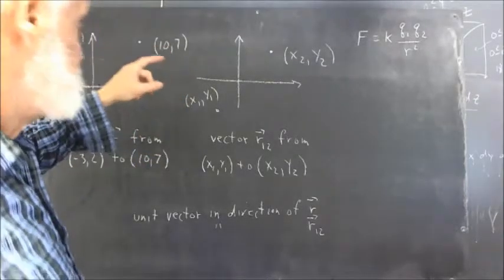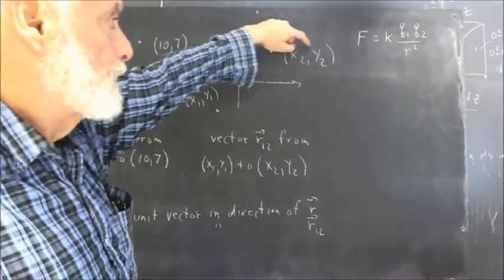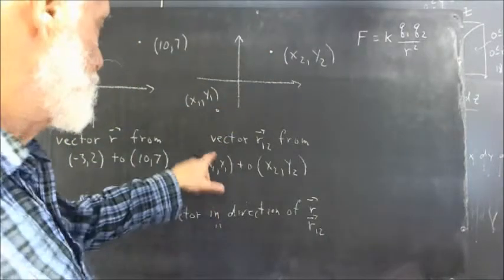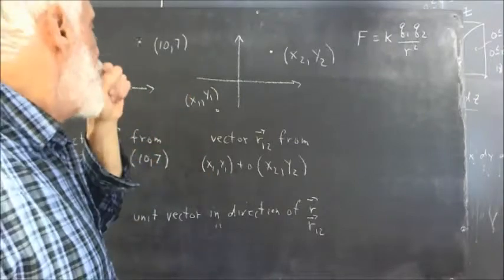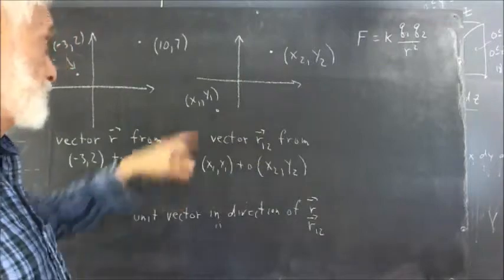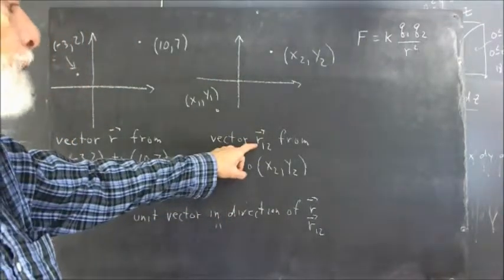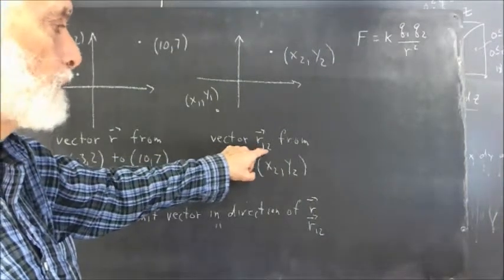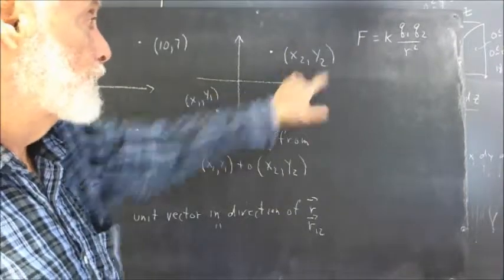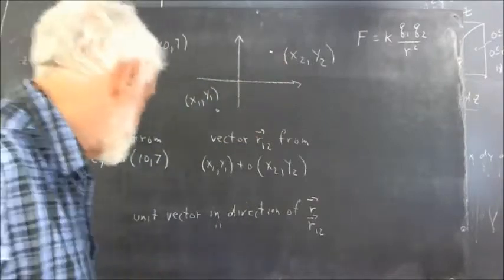Okay, so here we have a point that we will designate x1, y1, and another point that we will designate x2, y2, and we're asking the same thing, except this time we're going to calculate the r vector in symbols, the symbols being x1, y1, x2, y2. We're going to call that vector r12, the vector from point 1 to point 2, x1, y1 being point 1, x2, y2 being point 2. So what's the vector from here to there in symbols?